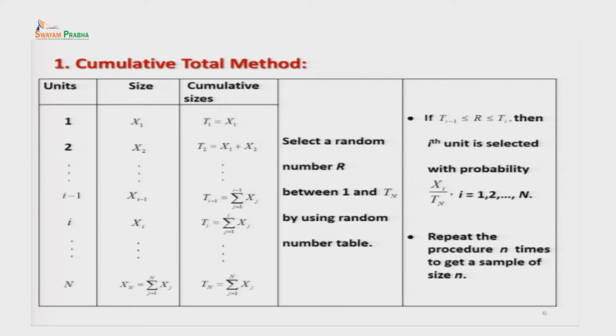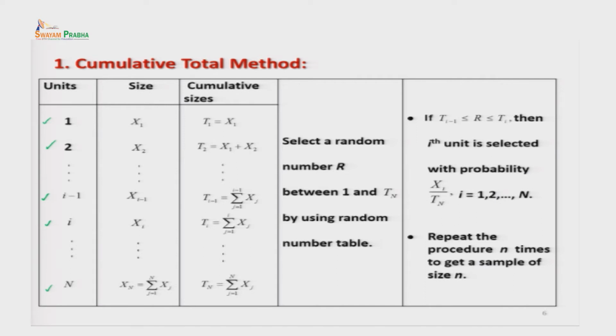Suppose I have units in the first column, say 1, 2 up to capital N, and somewhere there is going to be a unit, say i minus 1 and i. Now, corresponding to this, they will have some size. Suppose there are 20 plots, so I give them numbers 1, 2, 3, 4 up to 20, and say the area under cultivation, or the size of the plot, is my size variable, say xi.